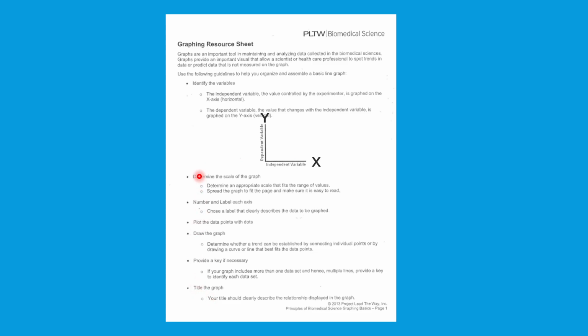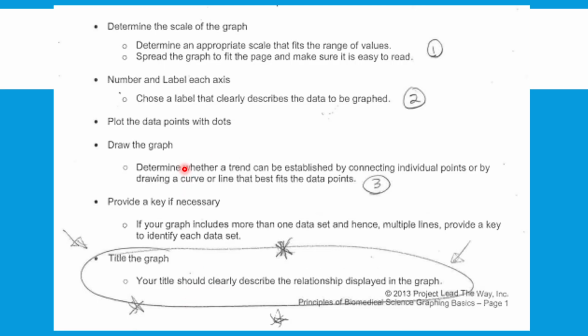Next, we're going to be going back and forth between the front and the back of the worksheet. So we're starting down here where we're determining the scale of the graph. So determine an appropriate scale that fits the range of values. Spread the graph to fit the page and make sure that it is easy to read. Notice that I put a number 1 next to it. So draw a number 1 because then that's going to reference what we're putting on the back.